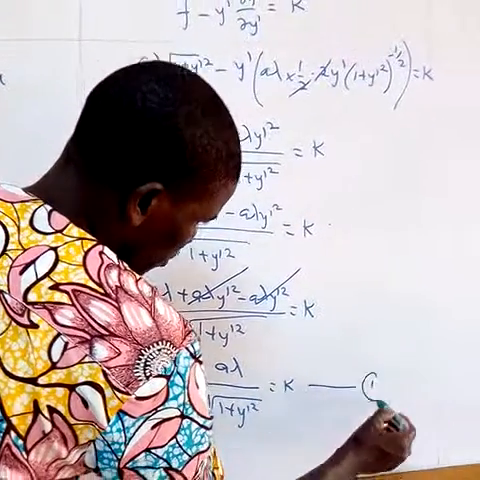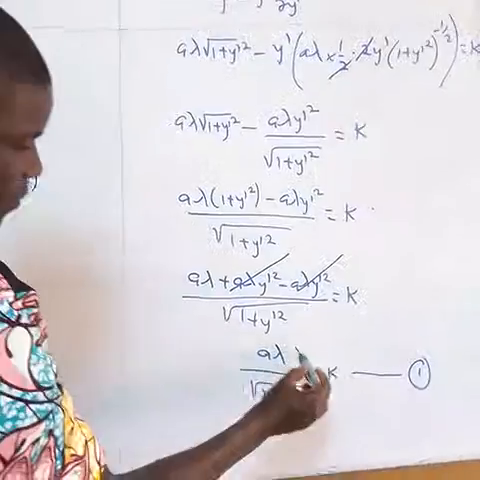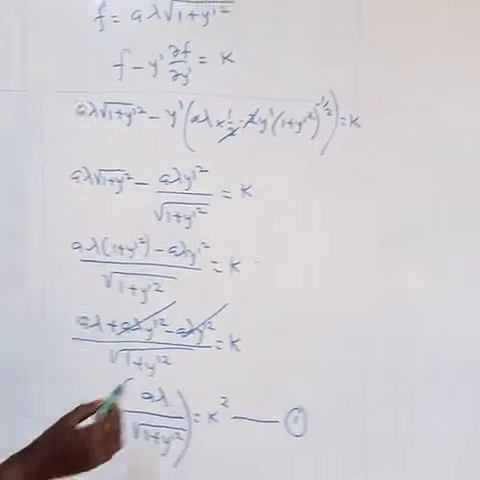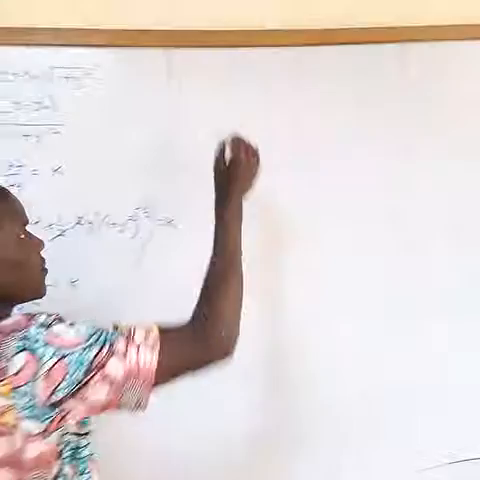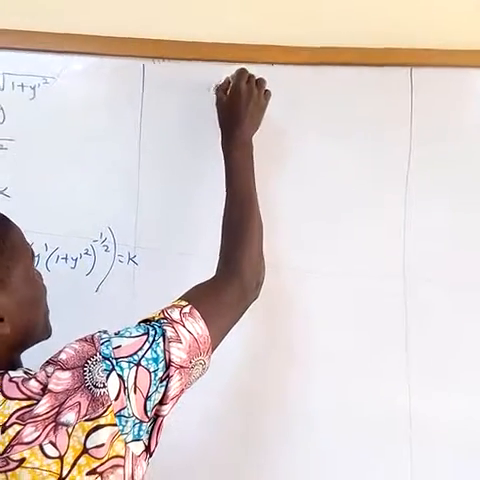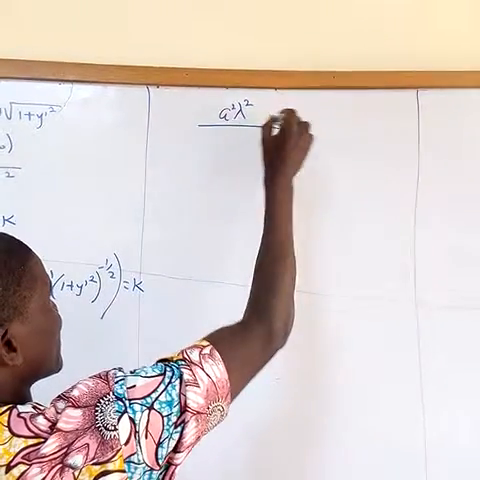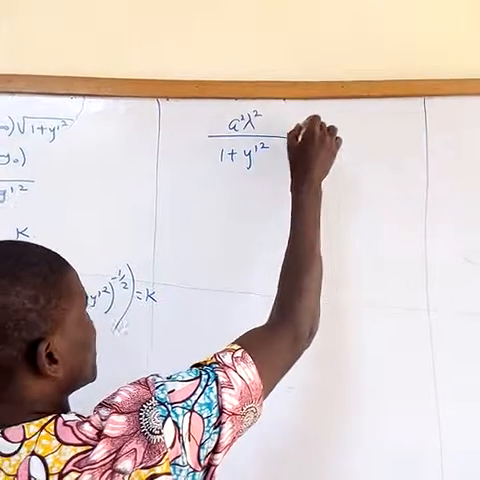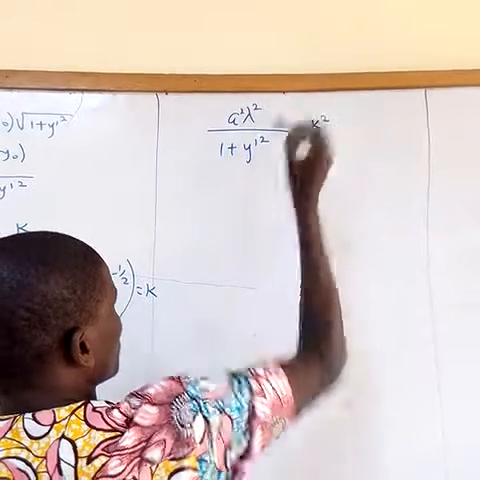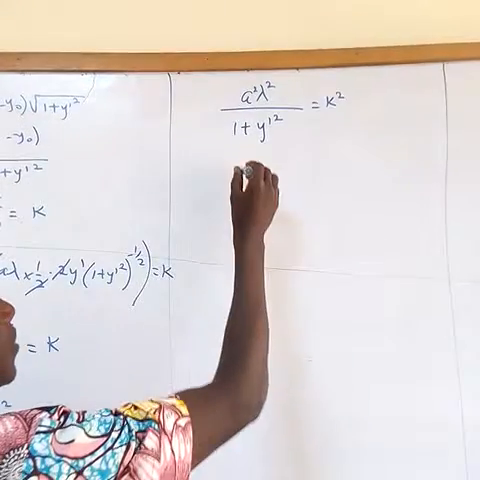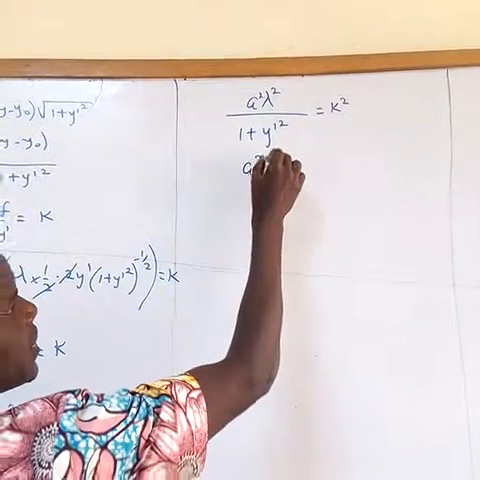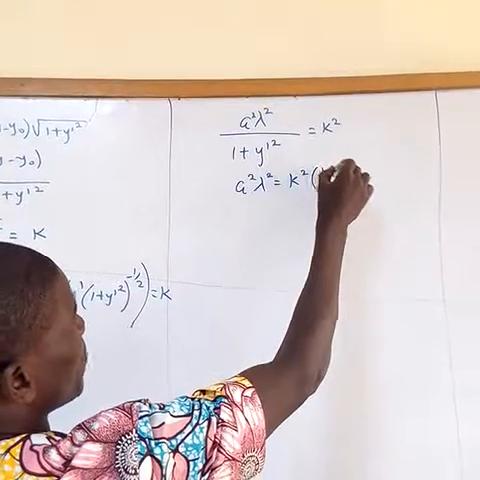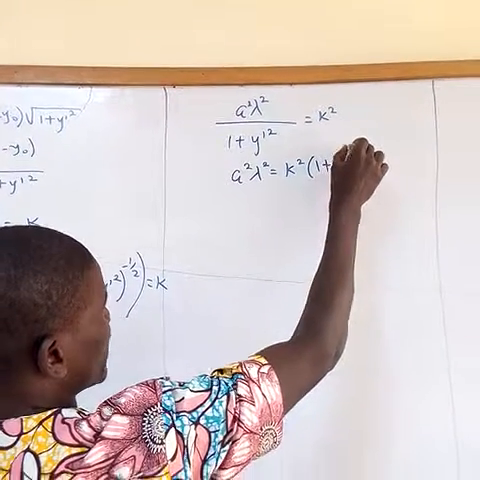So let's name this as equation 1. So by squaring both sides of equation 1, we are going to have a squared lambda squared against 1 plus y prime squared is equal to k squared. So let's cross multiply. We are going to have a squared lambda squared is equal to k squared into 1 plus y prime squared.